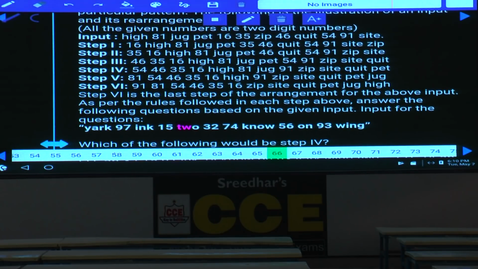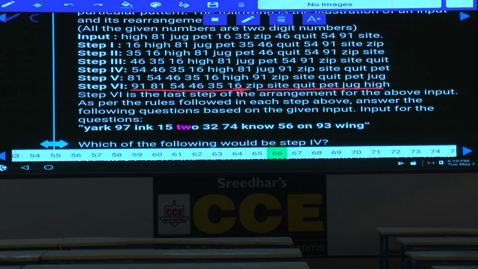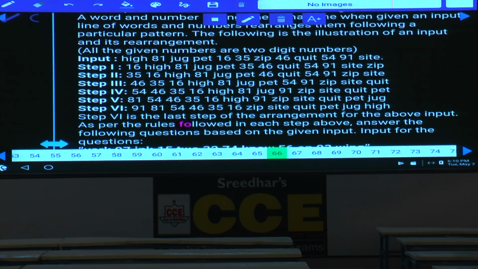Then in this, first find out the logic: 91, 81, 54, 46, 35, 16. Now all the numbers are in descending order. Now the words Z, S, Q, P, J, H, the words are in descending order. Numbers in descending order and words in descending order. First 6 numbers followed by 6 words. That means in each word exactly 2 elements are being arranged here.